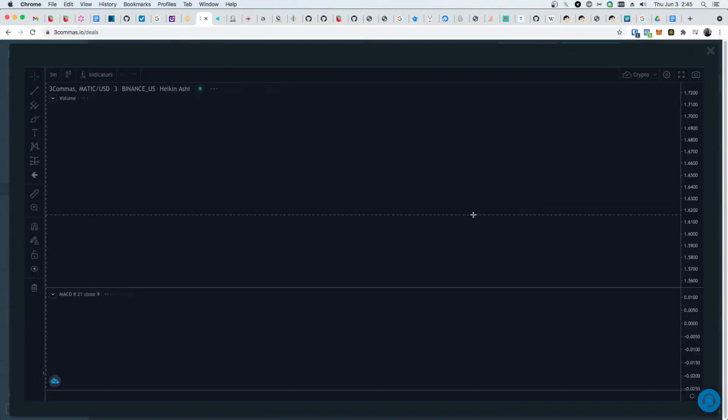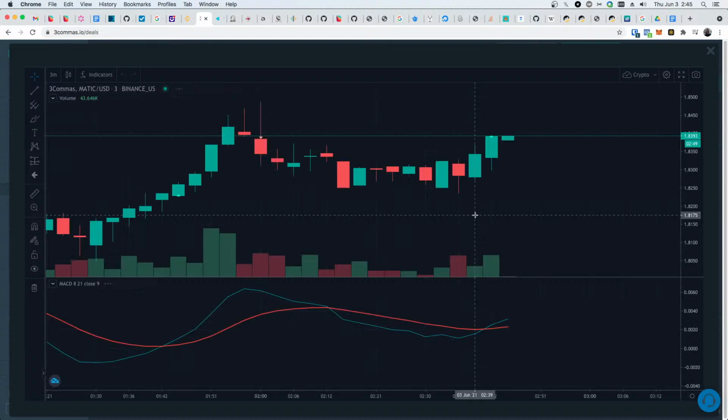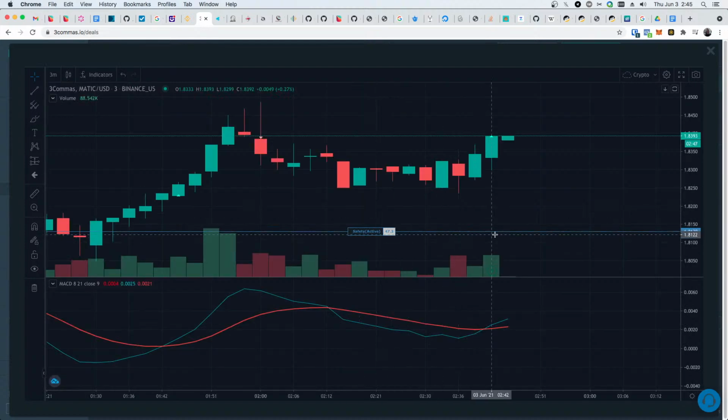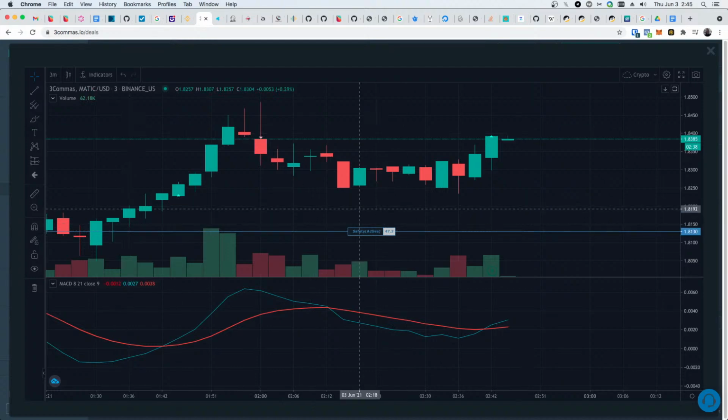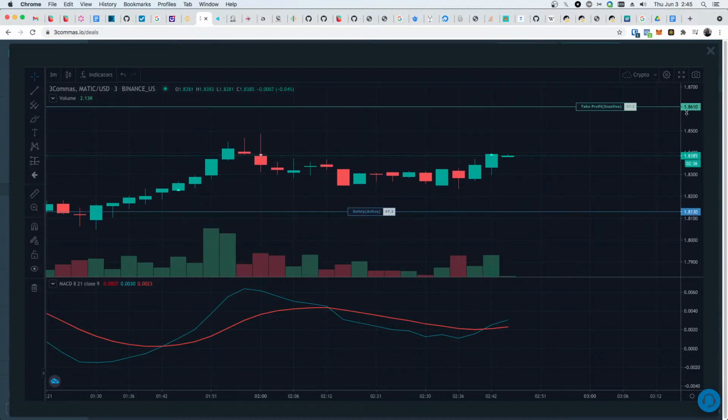So right there, if the market trips this line, it's going to buy another 47 Matic, only if it comes back there. Or if the market makes it up that far, it's going to take the profit it's made and call it a day for that trade and move on to the next trade.